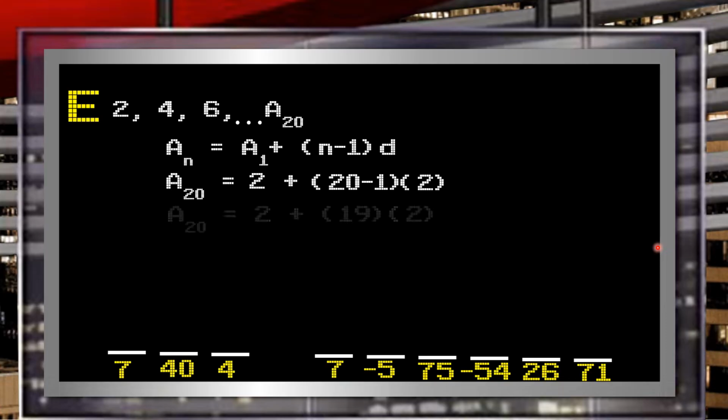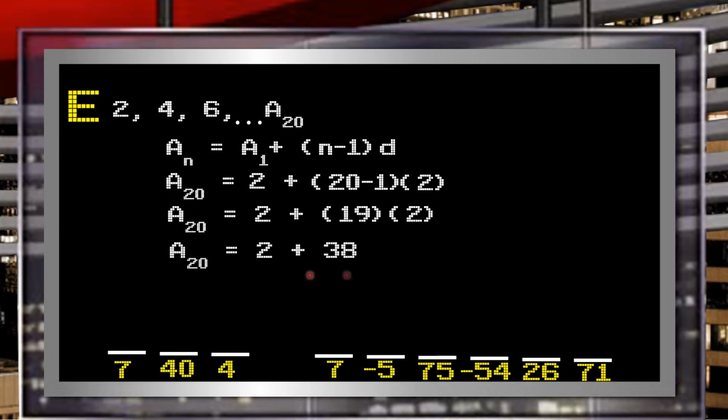Therefore, we have a sub 20 is equal to 2 plus 20 minus 1 is 19 times 2. And then we have a sub 20 is equal to 2 plus 19 times 2 is 38. And 38 plus 2 is 40. So, ang a sub 20 natin ay 40. Ilalagay lang natin tong letter na to, which is letter E, kung saan nakatapat yung 40. At dito yon.